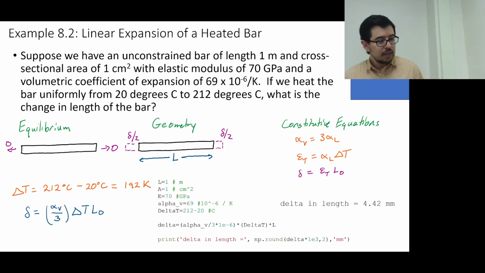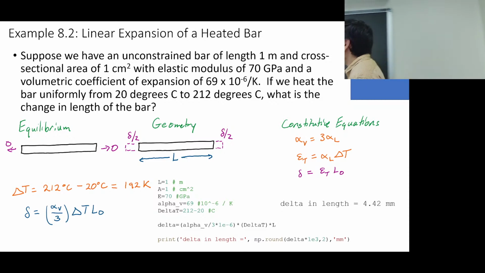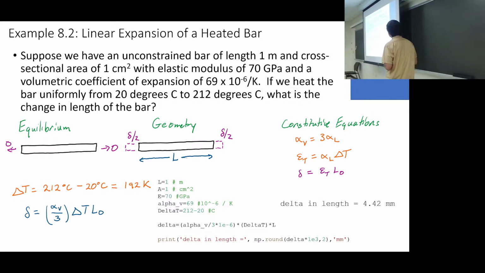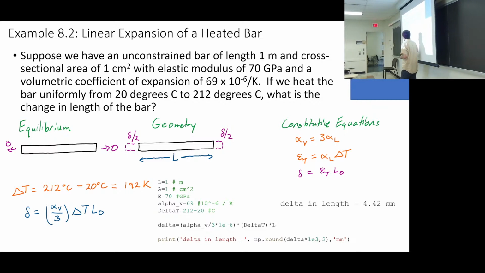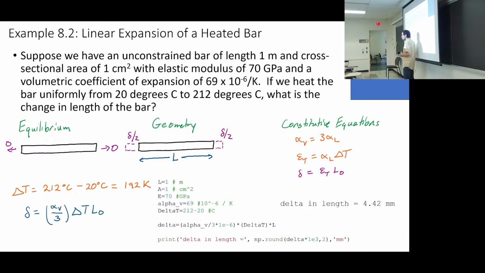Now, let's say we have an unconstrained bar of length 1 meter and cross-sectional area of 1 centimeter squared with last hypothesis of blah and volumetric coefficient of blah. If we heat the bar uniformly from 20 degrees to 212 degrees Celsius, what is the change in length of the bar? Well, there's a collab that you can use, but basically the process is, what is the change in temperature? It's given in Celsius, so Celsius, Kelvin, whatever, offset 273.15 or something like that.